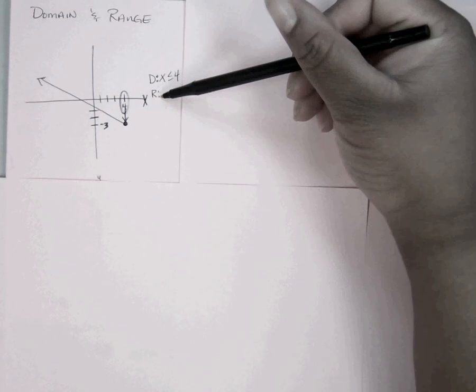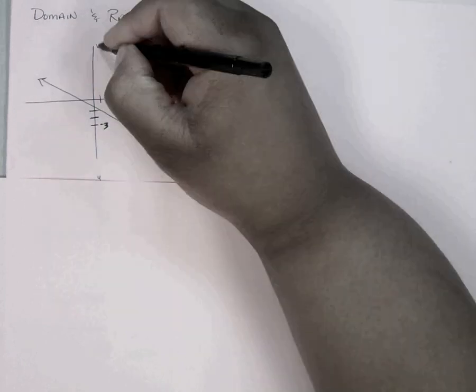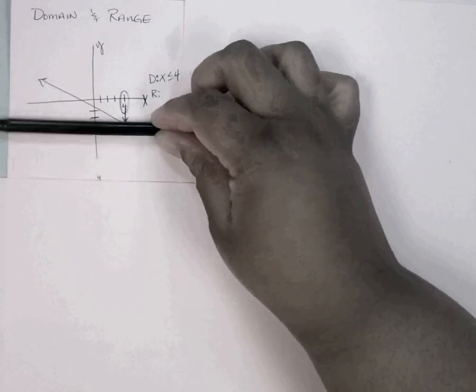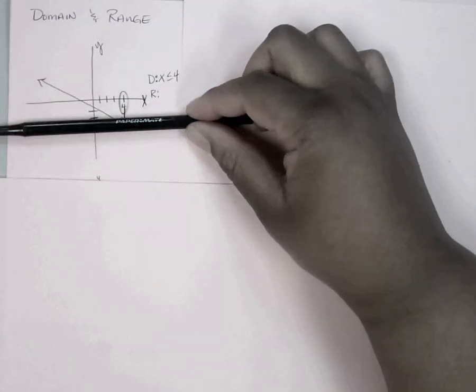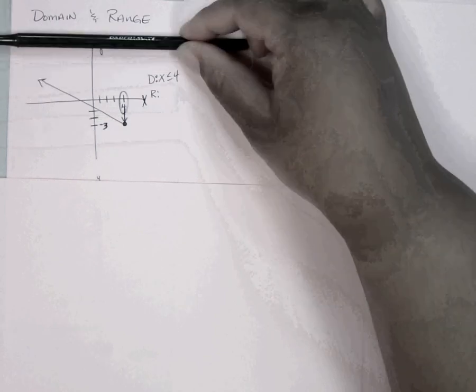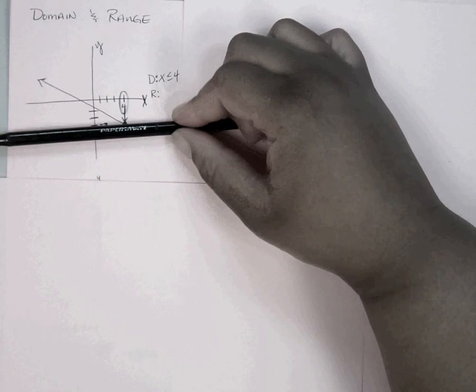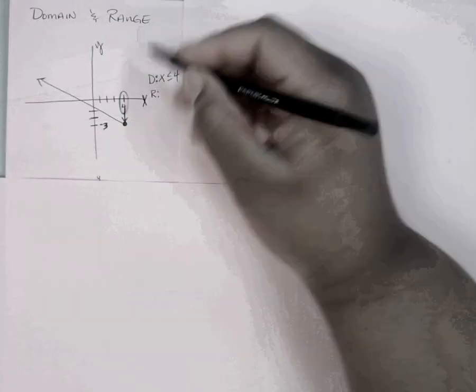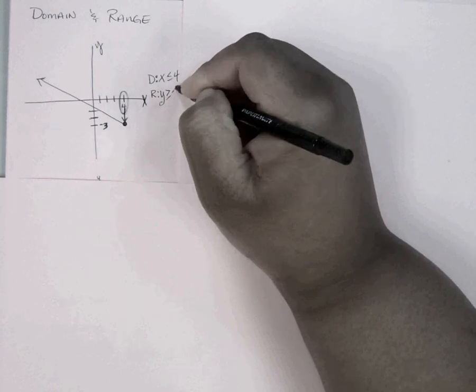For range, do you look at the 4 or the 3? Well, range means y value. So we would look at the negative 3, and we would draw this line here. So is that above or below? It is above. And above means y is greater than or equal to negative 3.